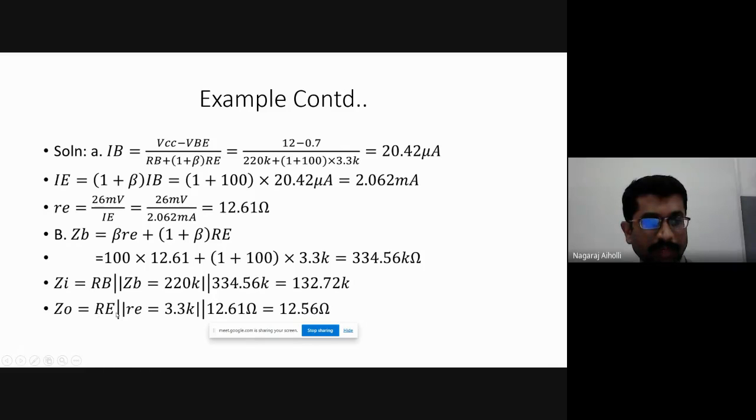Similarly, Z0 in the emitter follower will be capital Re parallel small re, that is 3.3 K parallel with 12.61 ohms. This will be 12.56 ohms.